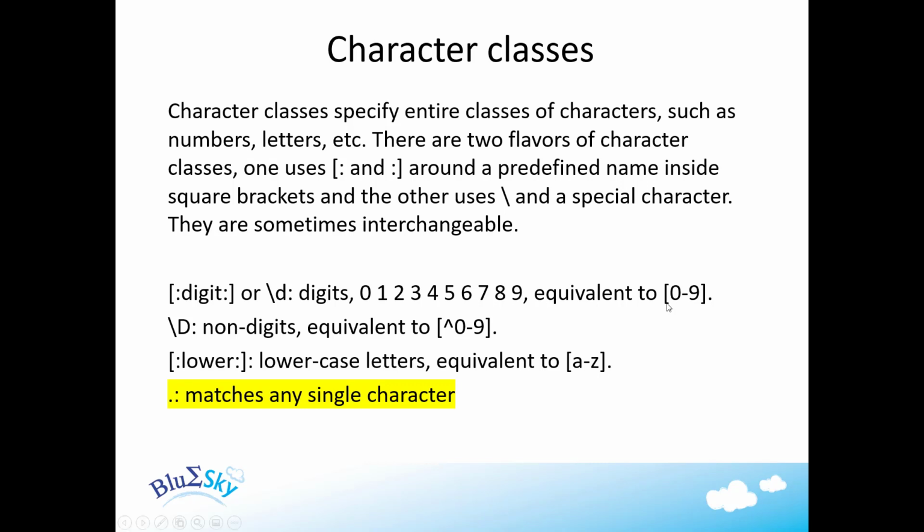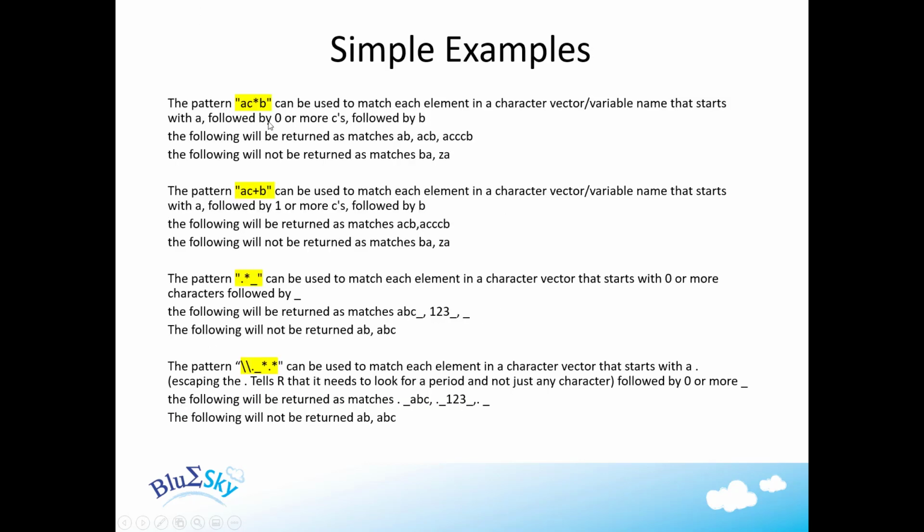It can also be specified with the square bracket 0-9. Okay, so there are multiple ways you can specify something like looking for a digit. In the same way, looking for non-digits can be specified with the special character capital D, slash D, and this can also be specified with the square brackets followed by the caret 0-9. So you're saying any character that is not a number from 0 to 9. Okay, again, within the square brackets and the colon, there is lower for lowercase letters, which can also be specified as a-z within square brackets. And by default, the dot within a regular expression matches any character. Okay, so a dot is a special character, or has special meaning within a regular expression, and a dot matches any character. So let's take some simple examples.